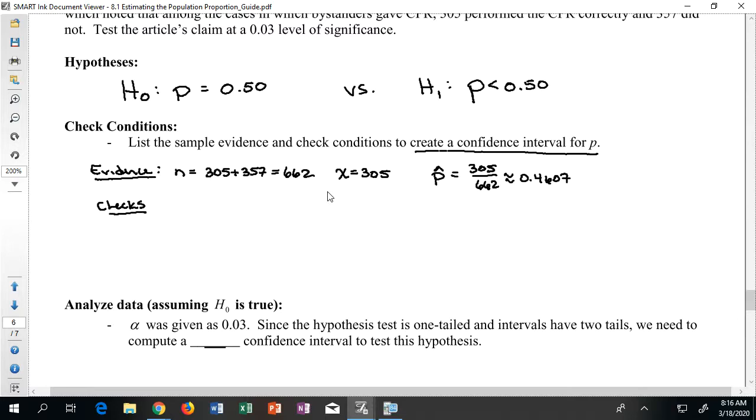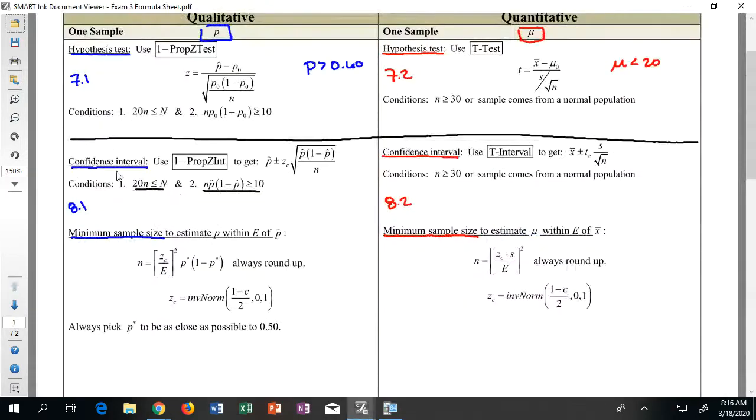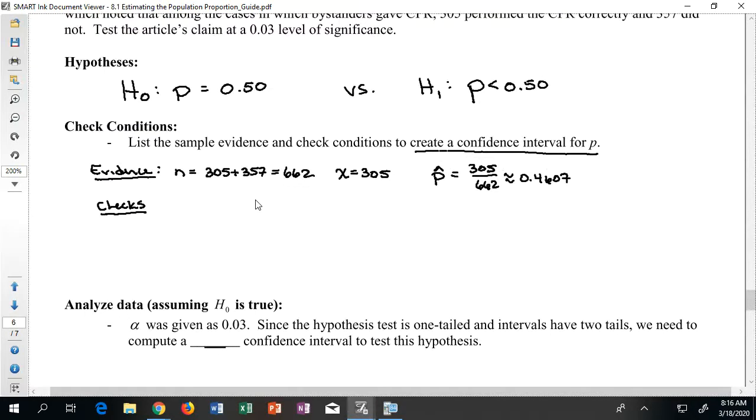If I want to do a confidence interval, I'm going to have to run the checks for that confidence interval. That's no surprise, and notice that's super easy. Right here underneath confidence intervals, I already have my checks written down, so I'll just go right there to conduct them. First check: I need 20 times my 662, and that's going to turn into 13,240. The question is, is that less than or equal to capital N? If capital N is all the people that have ever performed CPR, this seems pretty reasonable. There have probably been more than 13,240 people that have performed CPR.